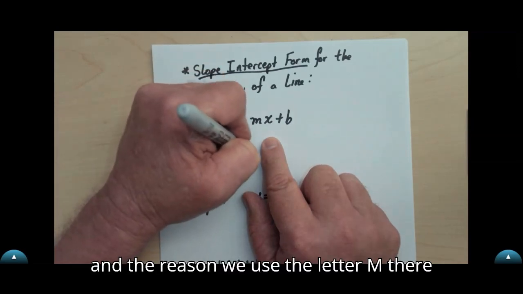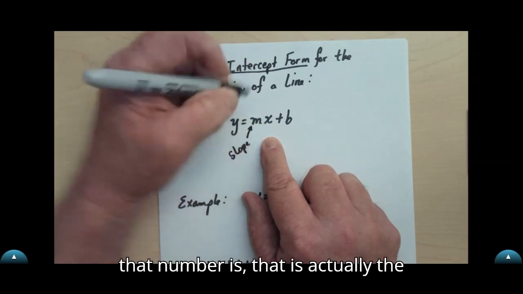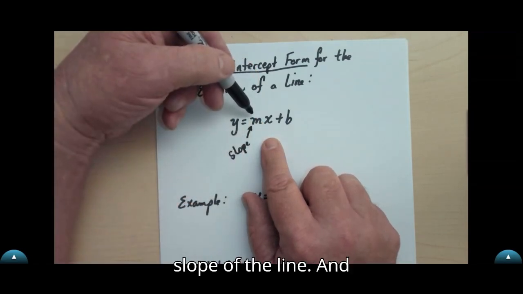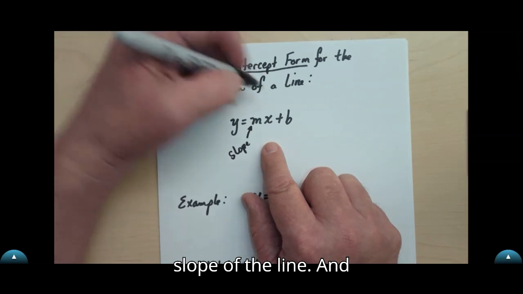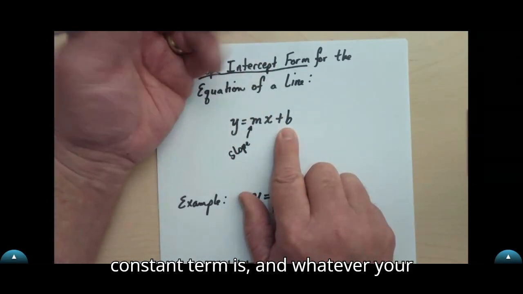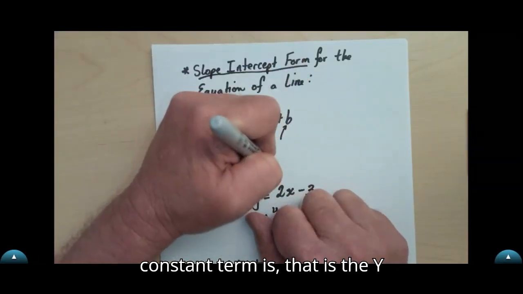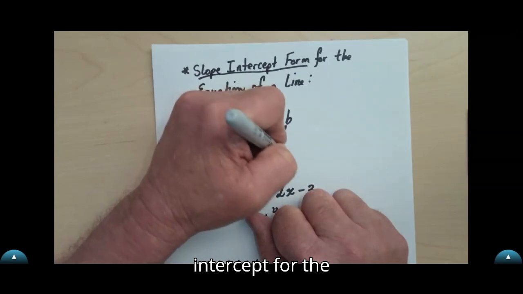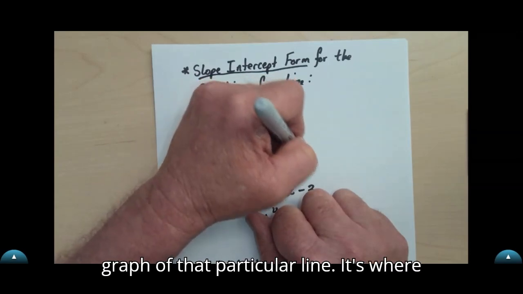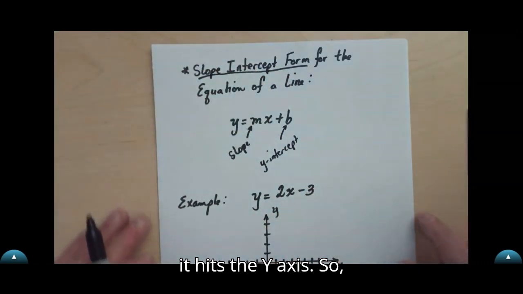And the reason we use the letter m there is because it turns out that whatever that number is, that is actually the slope of the line. And b just represents whatever your constant term is, and whatever your constant term is, that is the y-intercept for the graph of that particular line. It's where it hits the y-axis.